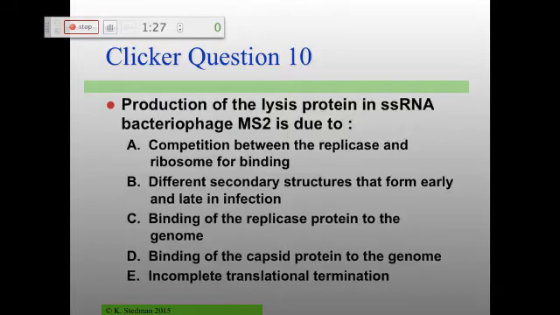Here we are. Production of the lysis protein in single-stranded RNA bacteriophage MS2 is due to competition between the replicase and ribosome for binding, different secondary structures that form early and late in infection, binding the replicase protein to the genome, binding the capsid protein to the genome, or incomplete translational termination.